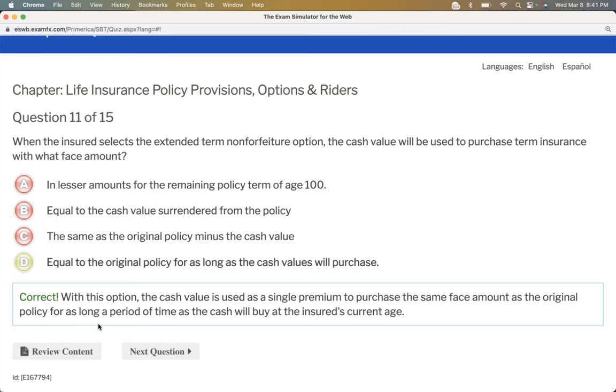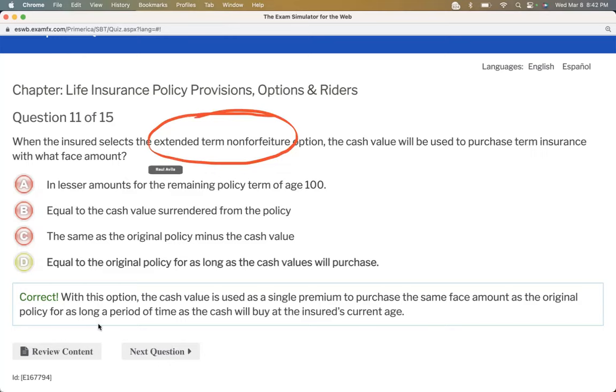So what do I do? And then you say, don't worry, you could exercise your extended term. You could exercise a non-forfeiture option. And I'm going to be like, what do you mean? What are my options? One option is the extended term non-forfeiture option, where we use the cash value that you have in your policy to pay your premiums so you don't pay anything out of your pocket. We're going to keep the coverage the same, but the coverage is going to end sooner than age 100. Okay, that one is the extended term non-forfeiture option.